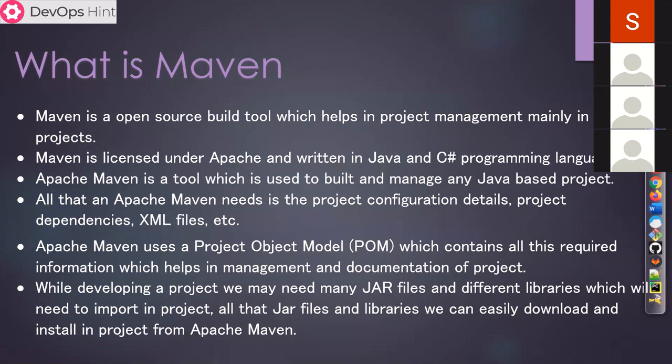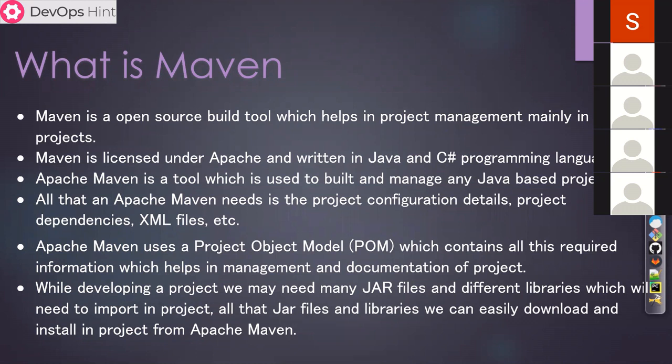So Maven is basically an open source build tool which helps in project management, mainly in Java projects. Maven is licensed under Apache and written in Java and C# programming languages. Apache Maven is a tool which is used to build and manage any Java-based project.